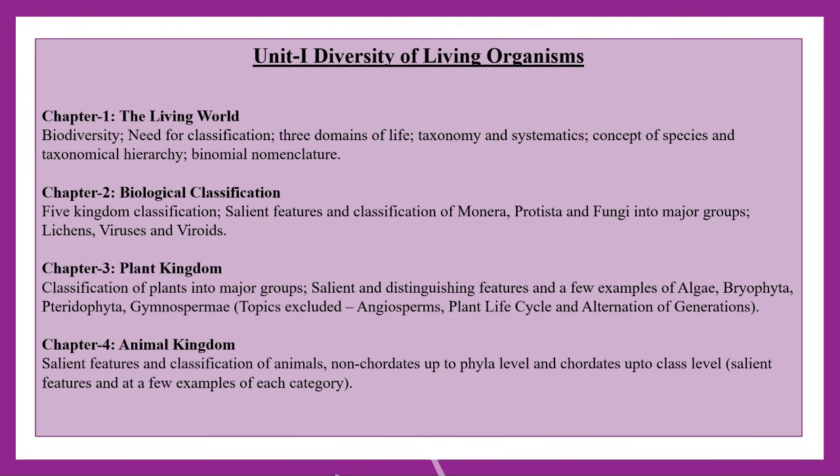Chapter 4, Animal Kingdom. This is one of the most exciting chapters where we explore how animals are grouped based on body structure, symmetry, coelom, and embryonic layers. From Porifera to Chordata, we understand how complexity in body design has evolved. You will also learn about vertebrates and invertebrates with key examples that are frequently asked in exams and NEET.